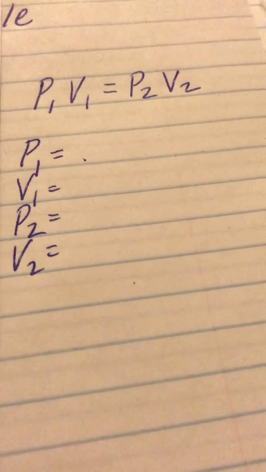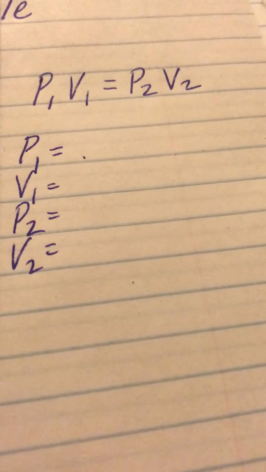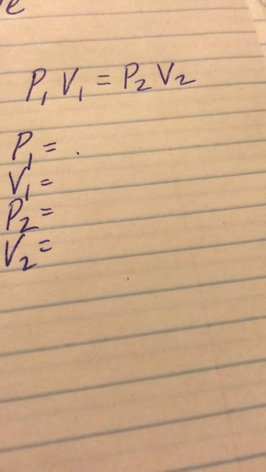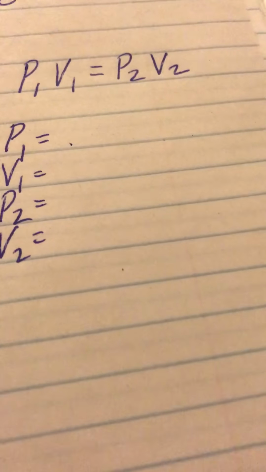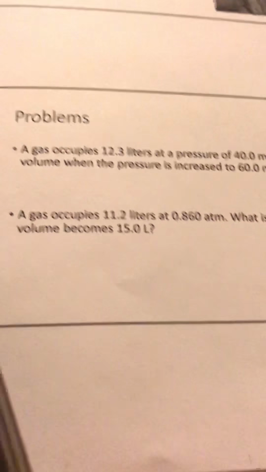Alright, so we're going to start with the equation: P1V1 equals P2V2. Now, we technically have four variables: P1, V1, P2, V2. If we know anything about algebra, we've got to find at least three of those to solve for the last one. So if I look at my question, the key is to start looking for numbers as you go through.